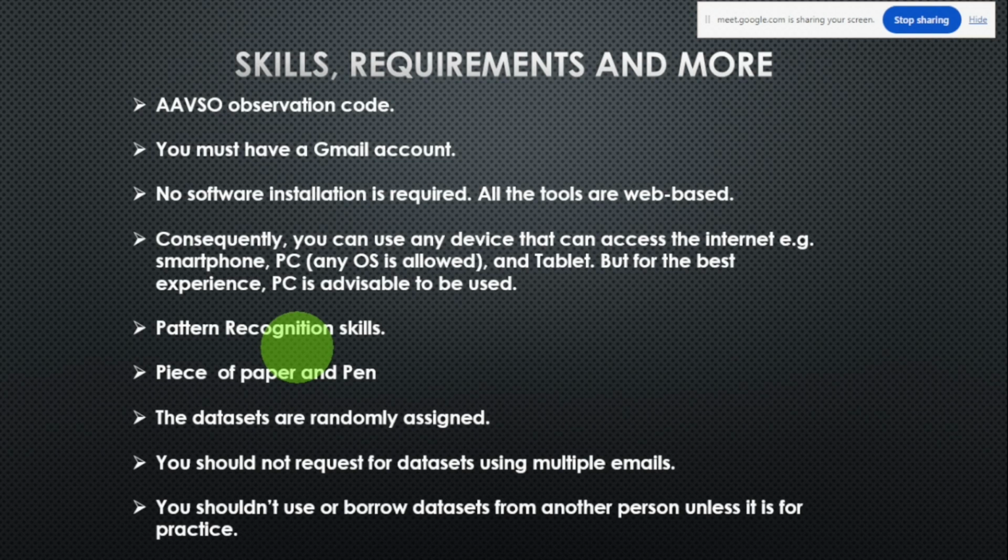For those of you that did not do it, each person should have his or her own code. It stands for American Association of Variable Star Observers, although you don't have to be American to get it. Sometimes the name can mislead people, but it is for everybody.